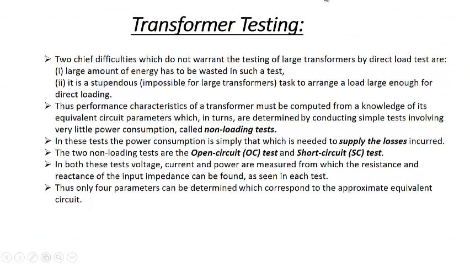Now coming to transformer testing. Usually transformer testing is done to first determine the polarity and then to determine its equivalent circuit. When we test a transformer, there are actually two difficulties that occur while testing by using the direct load test. The first is that when we use the load test, a large amount of energy has to be wasted in such a test, and it's very impossible for us to arrange enough load for the direct loading. It will be very difficult.